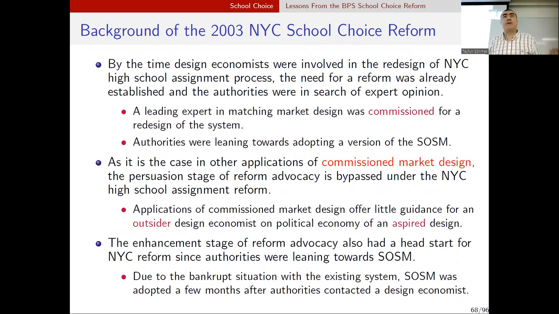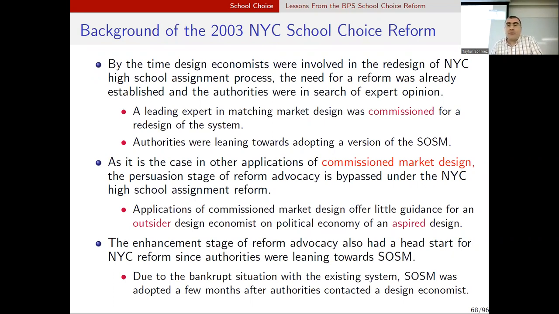And Roth said, yeah, you can do it. Wonderful idea. So by the time design economists were involved in the redesign of the New York City high school assignment process, the need for the reform was already established in a really big way. And the authorities were in search of expert opinion. Maybe they were actually trying to cover themselves. They messed up big time, right? They need to show, we are doing all we can. A leading expert in matching market design was commissioned for a redesign of the system, but authorities were already leaning towards the student optimal stable mechanism. So as is the case in other applications of commissioned market design, the persuasion stage of reform advocacy was completely bypassed under the New York City high school assignment reform.